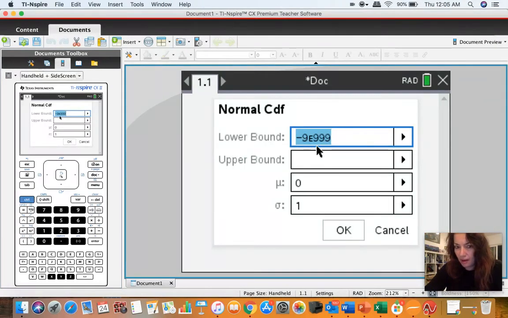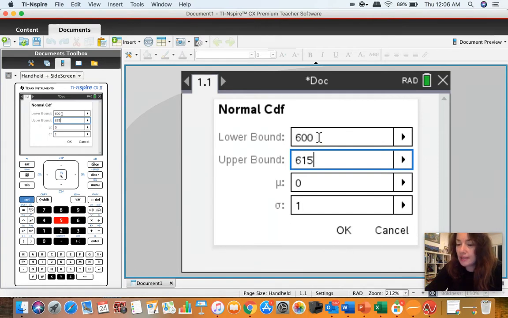Depending on whether you have the yellow calculator or the black one, the yellow one will show you negative 9 times 10 to the exponent 999, and the darker ones will show you negative infinity. But regardless, this is a lower bound, and our lower bound value in this case is 600. So you want to put 600 in this case. Our upper bound is 615. So always put your lower bound first and then the upper bound. Now look at our mean. Our mean is set to 0 and our standard deviation is set to 1.